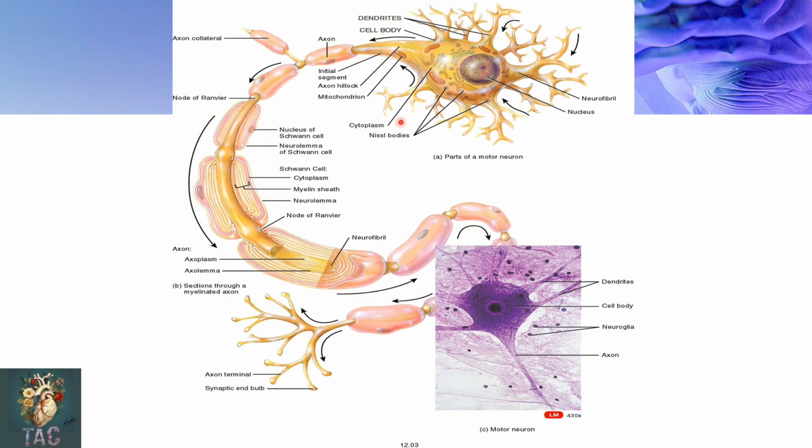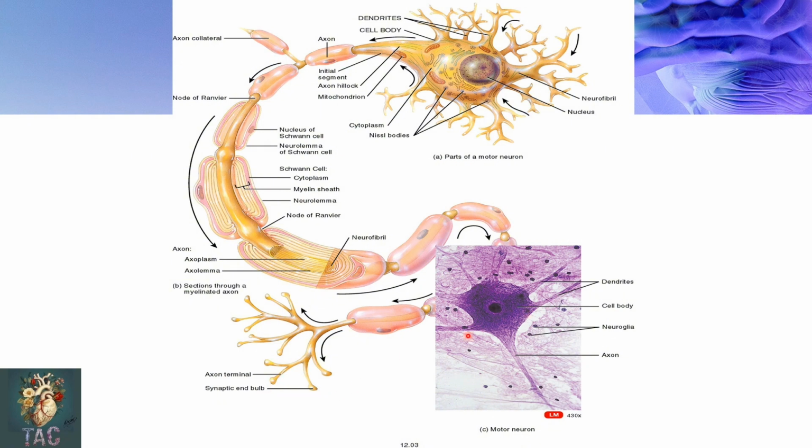So again you can say this is the neuron, its cell body, its nucleus, its subcellular organelles, the axon hillock, the initial segment, then the axon, its main branch, its collateral branch. This is the node of Ranvier. This is the myelin sheath which is formed by the Schwann cell. Also you can notice the Schwann cell nucleus which is present over here. This all is the axon, and this is the peripheral process which is forming the axon terminal and synaptic end bulb.